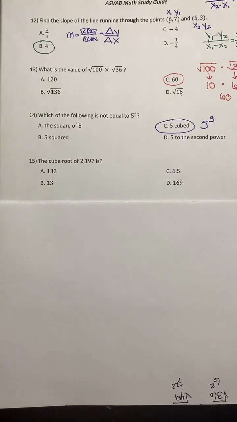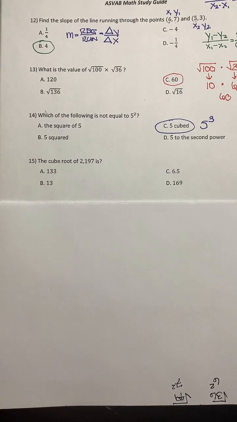So the cube root of 2,197 is it A, 133, B, 13, C, 6.5, or D, 169?